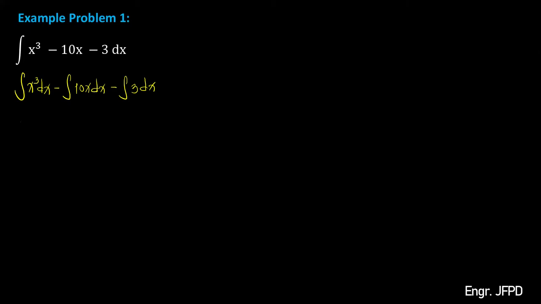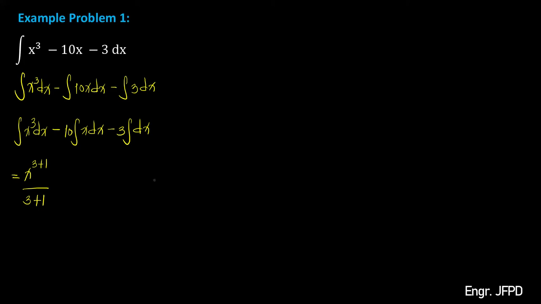We can rewrite this equation as the integral of x cubed dx minus the constant 10 multiplied by the integral of x dx minus 3 times the integral of dx. Wherein, for the integral of x cubed dx, we will apply the power formula, this is in the form of x raised to n. And this is equal to x raised to 3 plus 1 over the exponent plus 1, which is 3 plus 1.